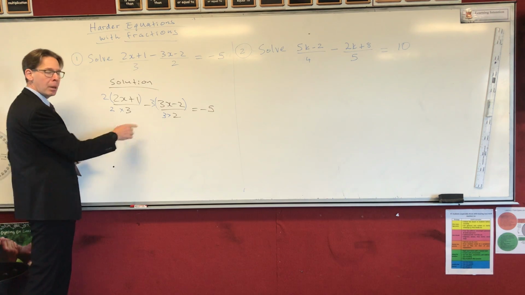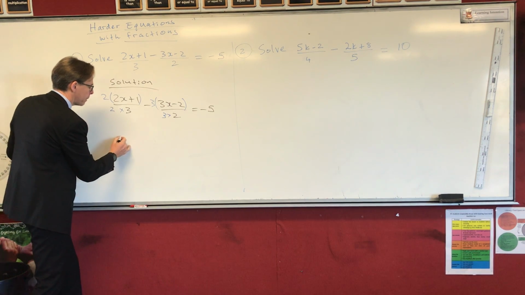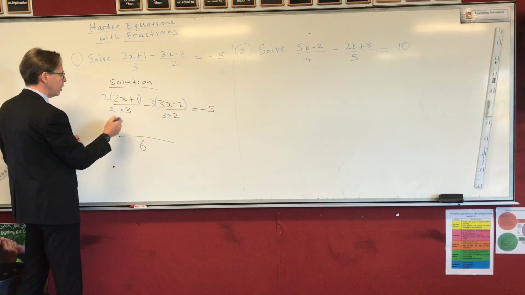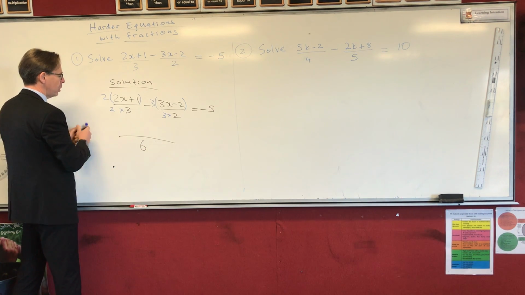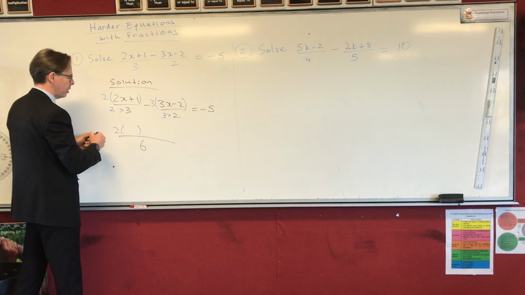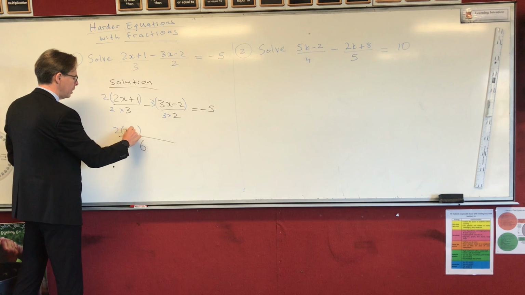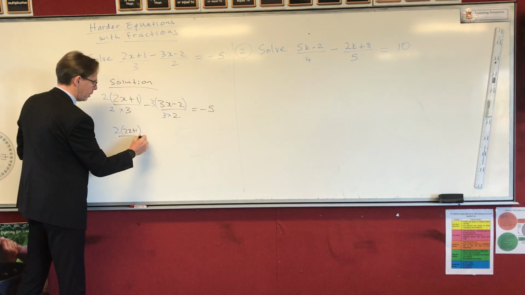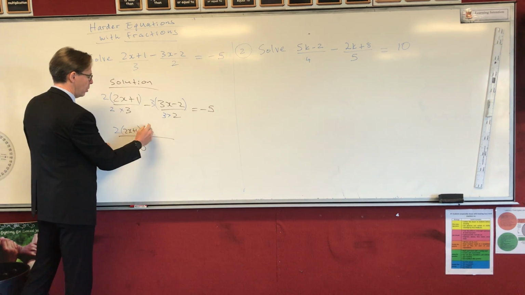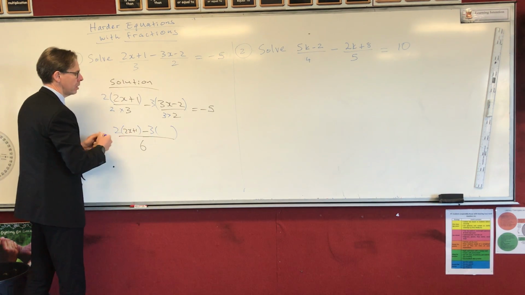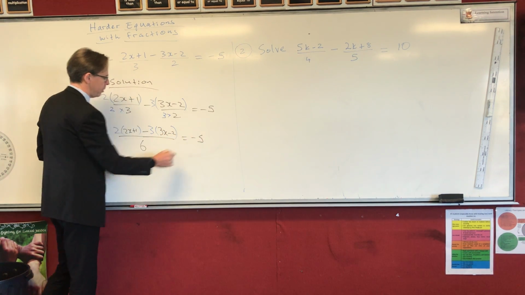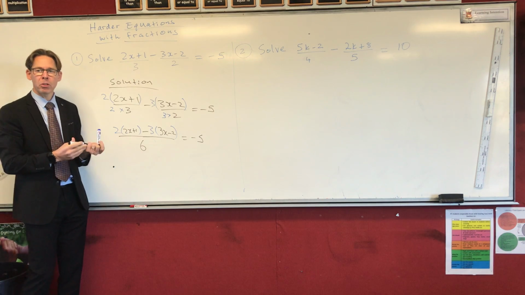Okay, now we can put that down as a single denominator. So 2 3s is 6, and for the top line there we have the 2, and then brackets, and then 2x plus 1. Let's make that a bit straighter. Then minus 3, brackets, 3x minus 2 equals negative 5. Okay, so I've got the whole thing over one denominator.